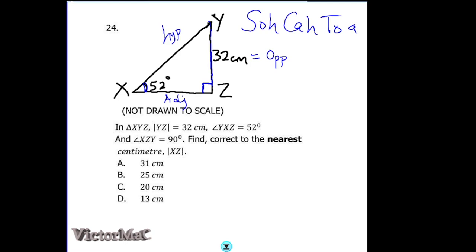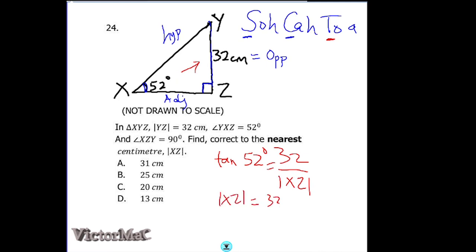So adjacent to 52 degrees is XZ, opposite is our YZ. Since we have opposite and adjacent, and if you look, sine is opposite to hypotenuse, cosine is adjacent to hypotenuse, it's only tangent that has opposite to adjacent. So we are using that ratio. So tangent of angle 52 degrees equals opposite 32 centimeters over the adjacent, which is XZ. And we cross multiply, XZ equals 32 over tan 52 degrees.